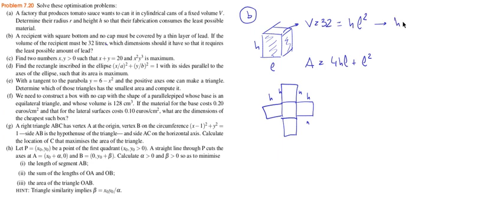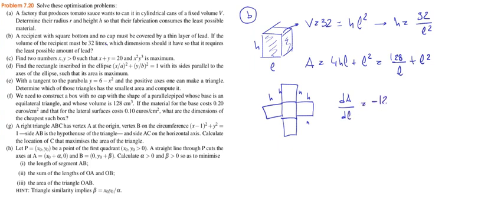We can say H is 32 divided by L squared, and in other words, this is 4 times 32, which is 128, divided by L, plus L squared. And now, just like before, we need to differentiate this with respect to L.